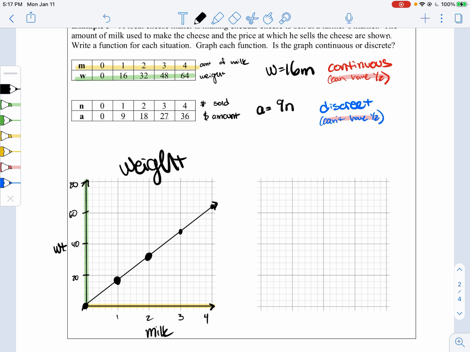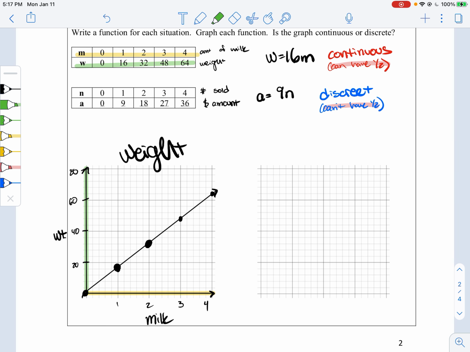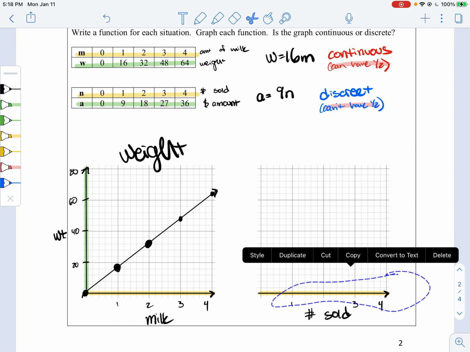Excellent. Now remember that we're not just looking at the weight, we're also looking at the amount of money we get after selling a certain number of cheese wheels, cheese wedges, bags of shredded cheese. However you want to sell your cheese, that's how we're selling them. Okay, now since the number sold is our independent variable, that goes down here. And that ranges from 0 to 4 again. Oh, that's so convenient. Watch this magic trick. Yoink. Haha, okay.